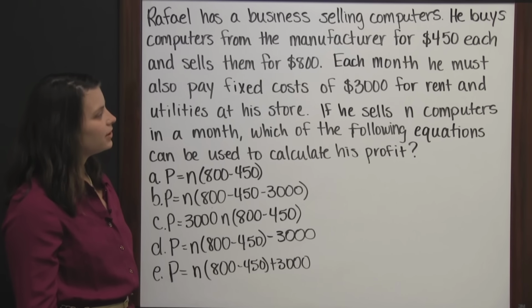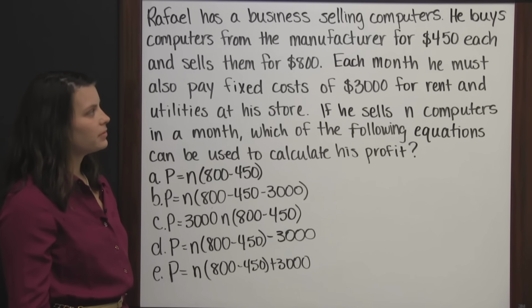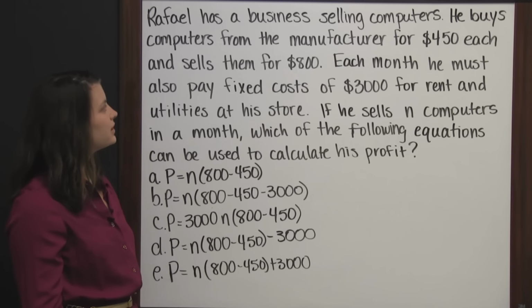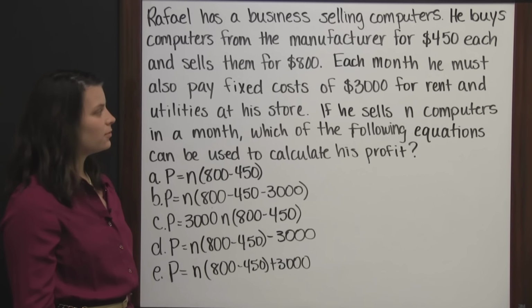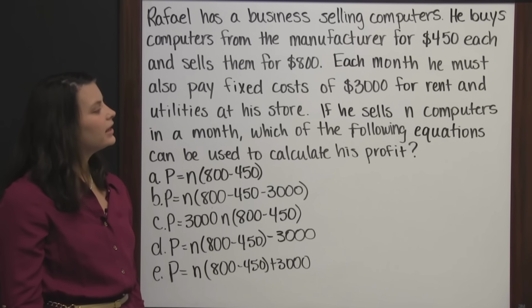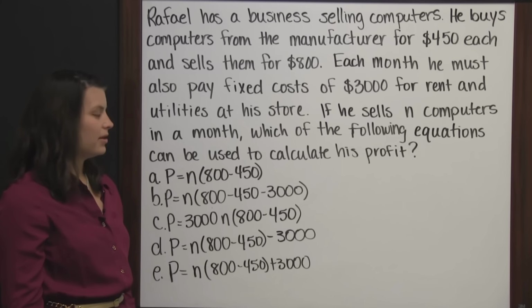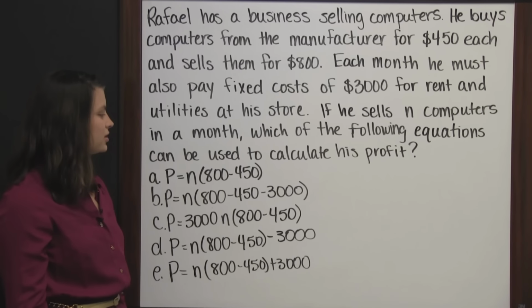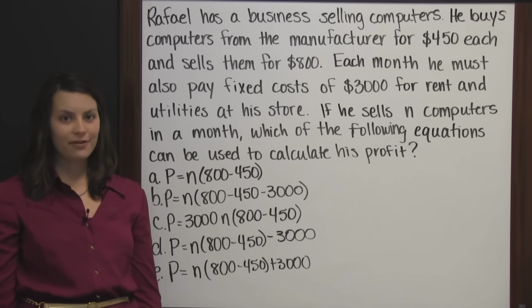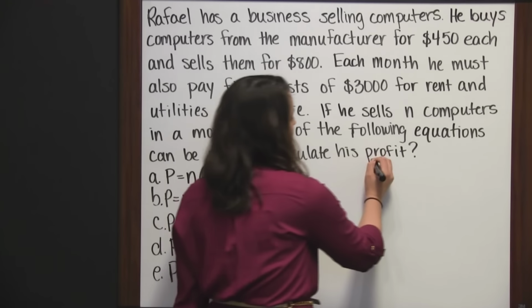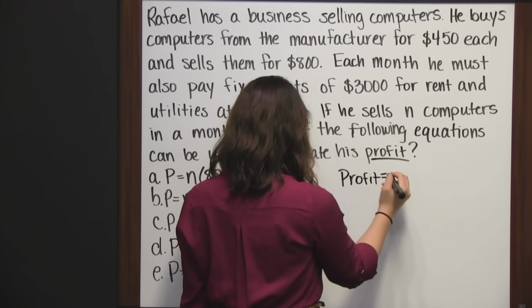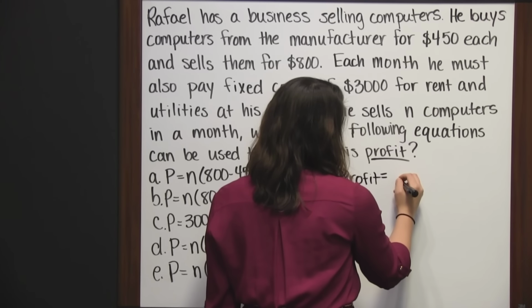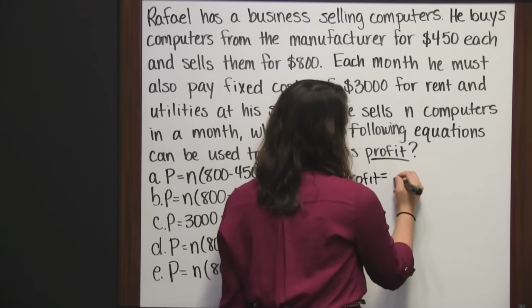Raphael has a business selling computers. He buys computers from the manufacturer for $450 each and sells them for $800. Each month, he must also pay fixed costs of $3,000 for rent and utilities at his store. If he sells N computers in a month, which of the following equations can be used to calculate his profit? Profit is found by subtracting the money you spend from the money you earn.